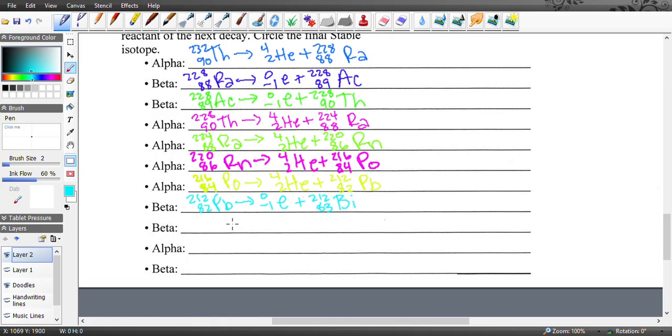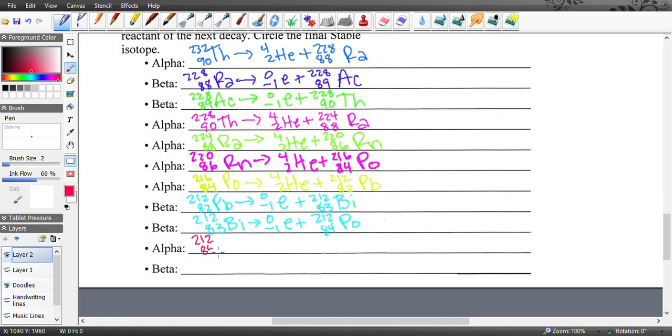Okay, so we'll undergo another one. 212, 83 Bi, another beta, 0, -1 e, 212, 84, which is going to put us at Po. Oh, sorry, I didn't change colors last time, guys.